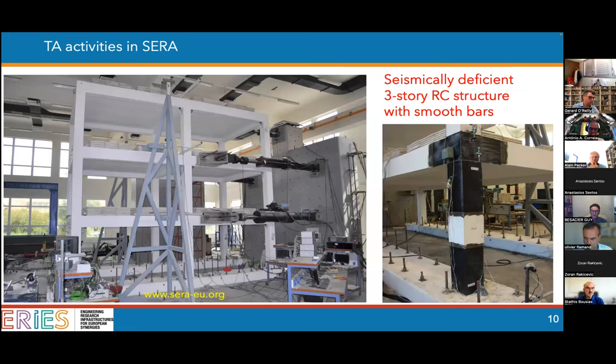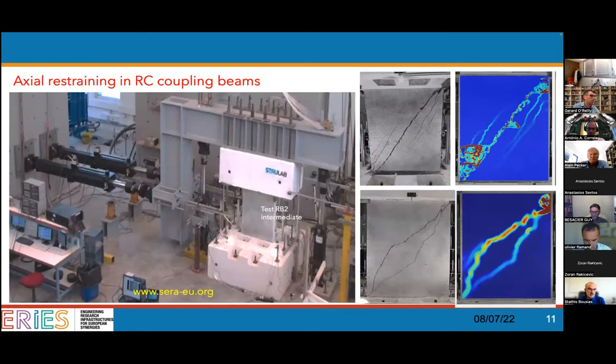Now, in the past, the lab has also had experience in offering transnational access to users. Here you will see three examples of such transnational access projects that were realized in our installation. The first one is the three-story structure you see on the left that was a non-seismically designed structure, and that was subsequently retrofitted with fiber-reinforced polymers. And this structure was tested cyclically at the facility.